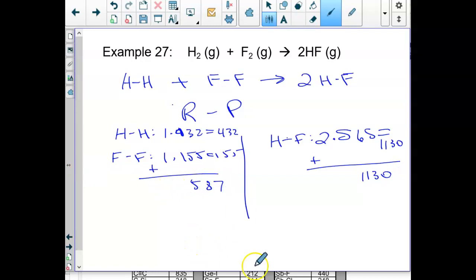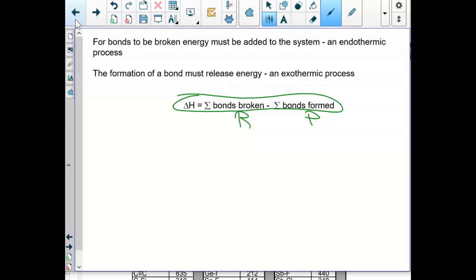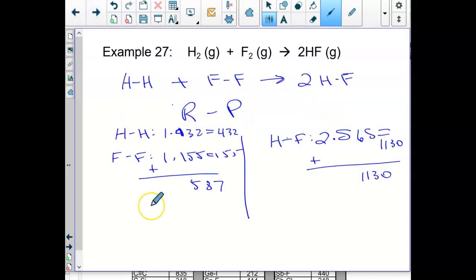And then from the reaction formula, or the algebraic formula that we have right here, we're going to take the sum of the bonds broken, that's your reactants, minus the sum of the bonds formed, that's your products. So we're going to take 587 minus 1130 to get our value here. And we get negative 543 kilojoules, as would be the unit, based on the data table. Do not hesitate to reach out for clarity if needed.